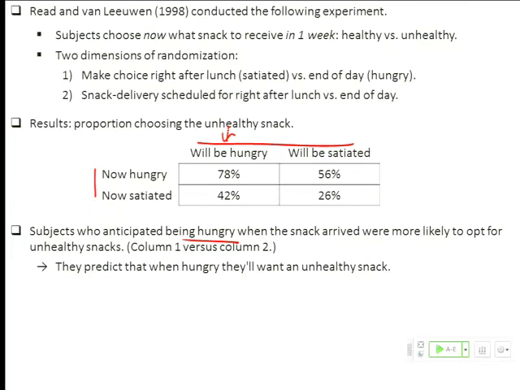Okay? So this says what state they're in now. This says what state they'll be in the future. So this is people who are hungry when they're predicting, okay? And what they're predicting for is, in the future, how much will I want chips when I'm hungry? In the future, how much will I want chips when I'm not hungry?